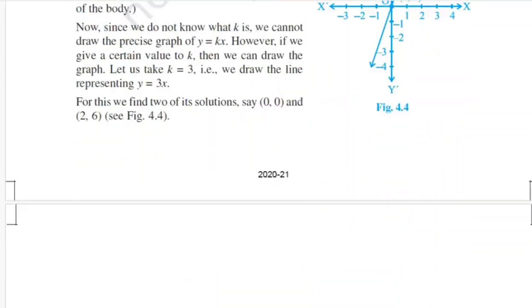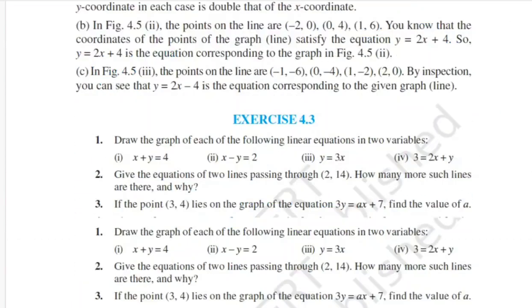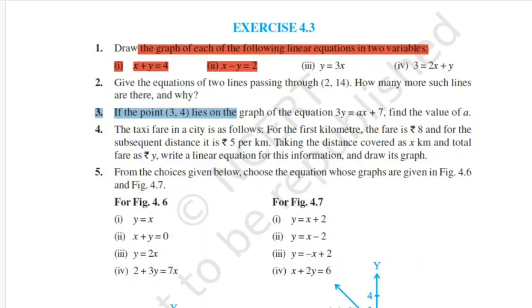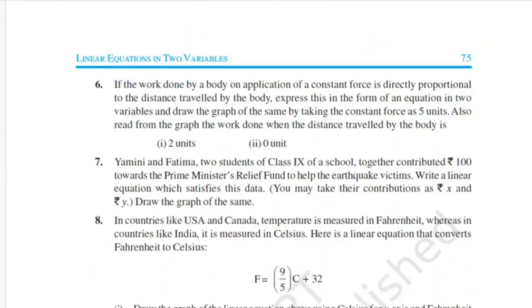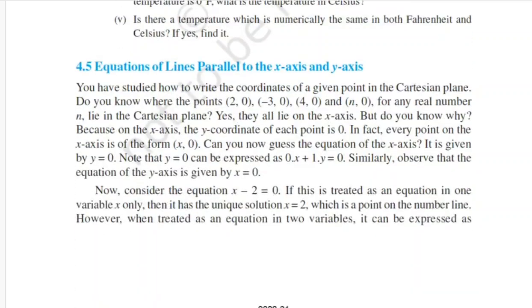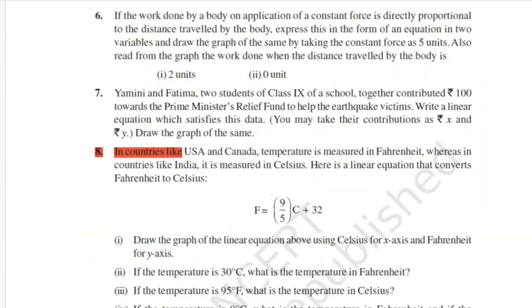Now if I see exercise 4.3, there are some questions. See question number 1: draw the graph. You will get only such a type of question. Question number 3 is important. In question number 3 there are a lot of questions. You go all through these questions. This is the old version of the book, so some questions are missing in this book. In the new book there are some additional questions. You go through all those questions also. They are very important for the exam. Now from this you can see question number 8. This is important. So all this you see from chapter 3 and 4.